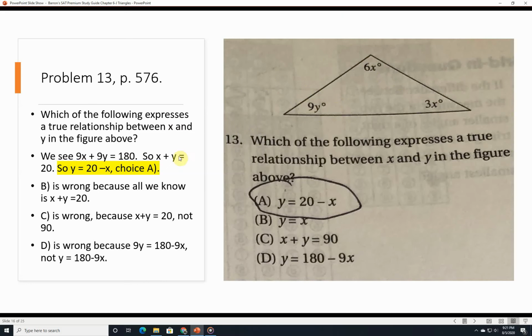So we get x plus y equals 20. How did we get that? We just divided everything by 9. So 180 over 9 is 20. So y is equal to 20 minus x, which is choice A.